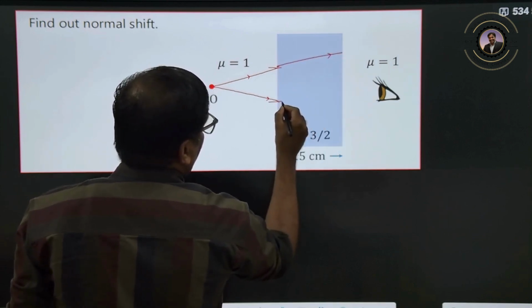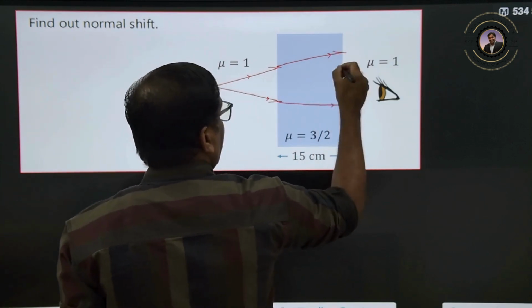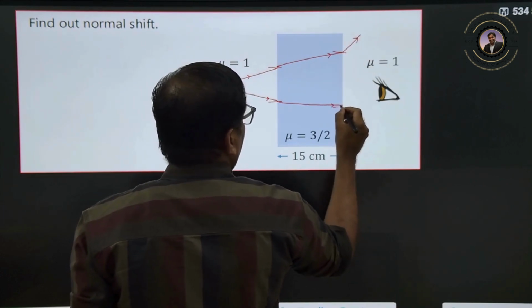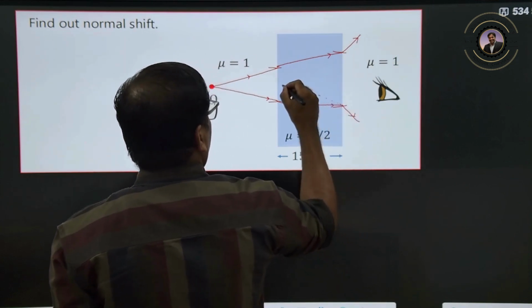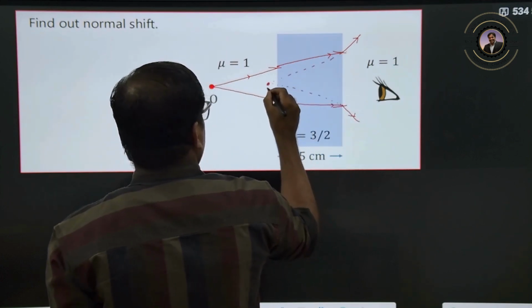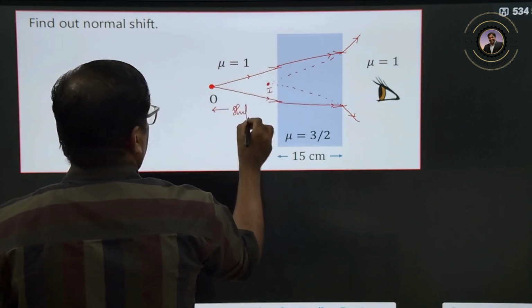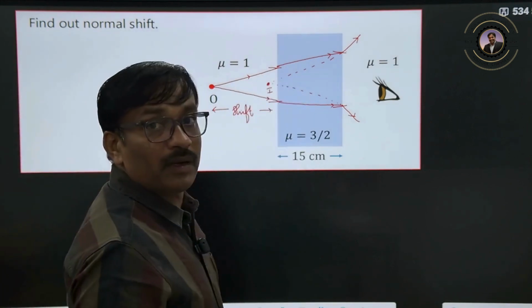It will bend toward the normal. So then again, what will happen now? Traveling from here now, it will bend away from the normal. These light rays appear to be coming from here. This is your image, or this much amount of shift has taken place, or we can call it nothing but an apparent distance.